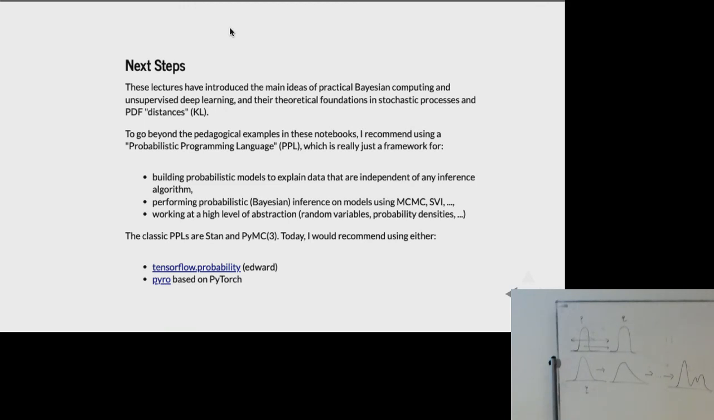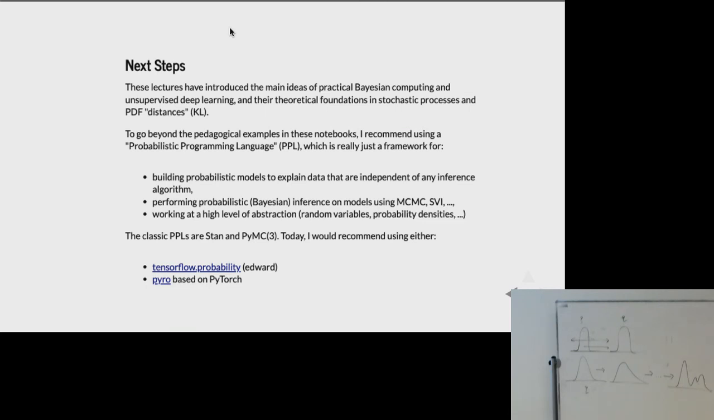And they work at a high level of abstraction, which means that the primitives here are random variables and probability densities, okay, not float32s or tensors. So the classic probabilistic programming languages are things called Stan and PyMC, which is now in its third iteration. But today, if you're starting with this, I would recommend you use either of these two.